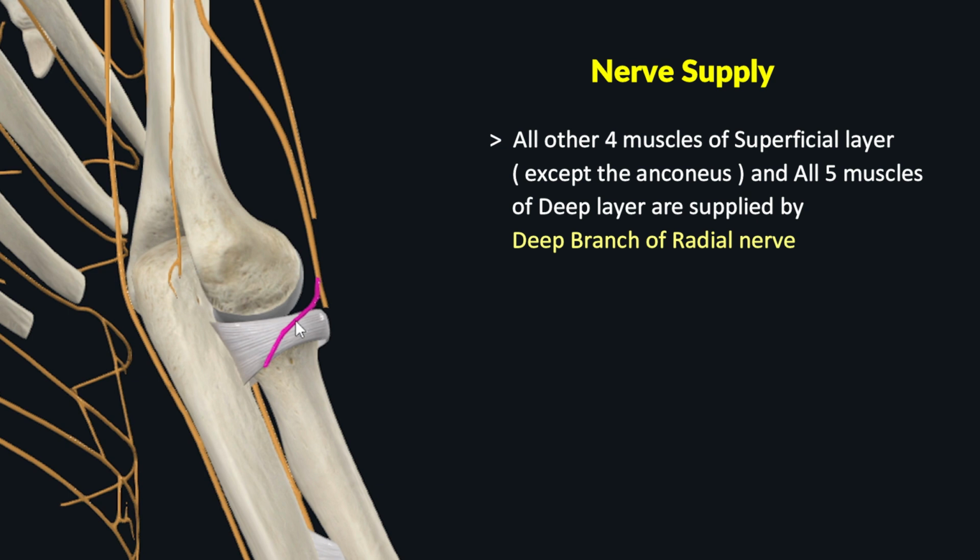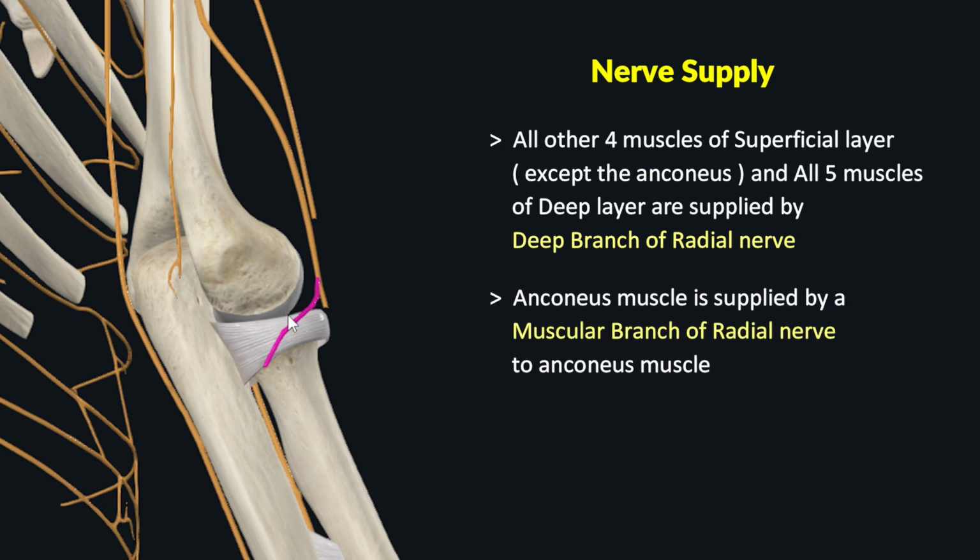And if we talk about the nerve supply of anconeus muscle, the anconeus muscle is supplied by the radial nerve through a muscular branch. So the anconeus muscle has got its nerve supply directly through a muscular branch of the radial nerve. So let me show you these nerve branches.